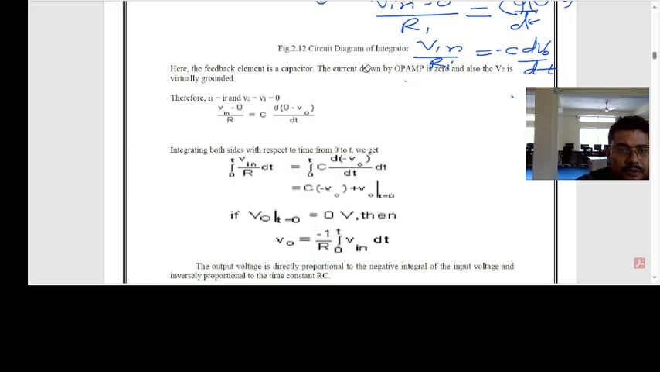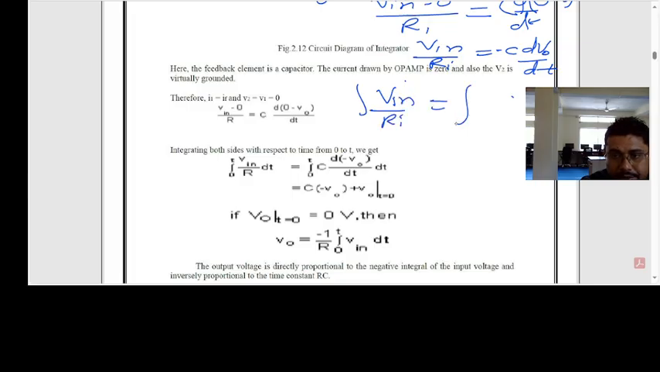If we integrate both sides, how will we do this? So integration of Vin by R equal to integration of minus C dV0 by dt. So integration of Vin by R equal to C into this integration cancels the differentiation, because C is a constant. So this is directly CV0 here.